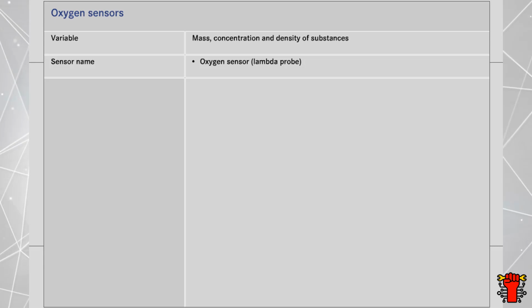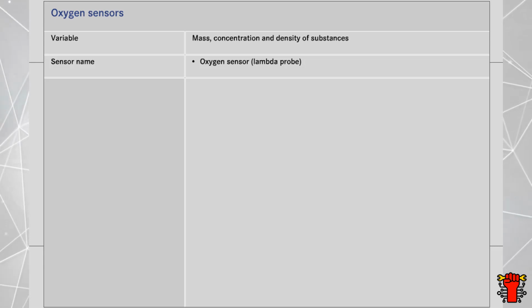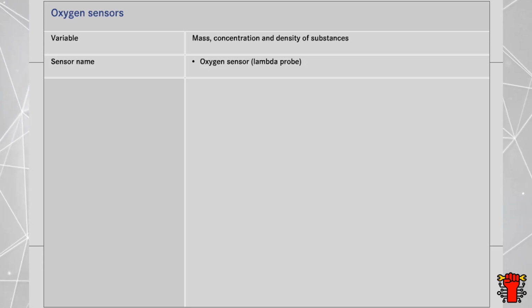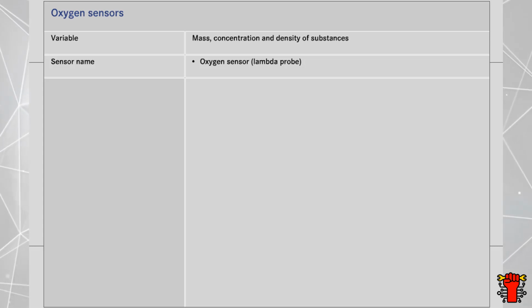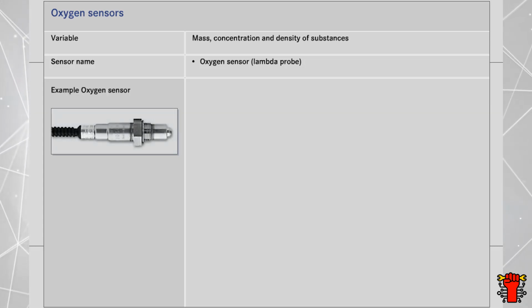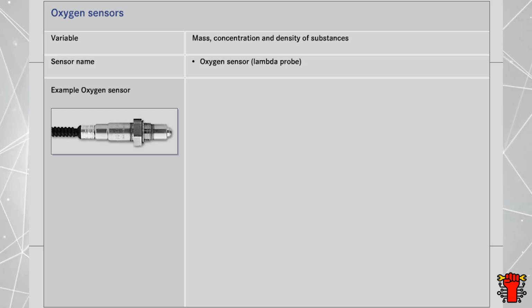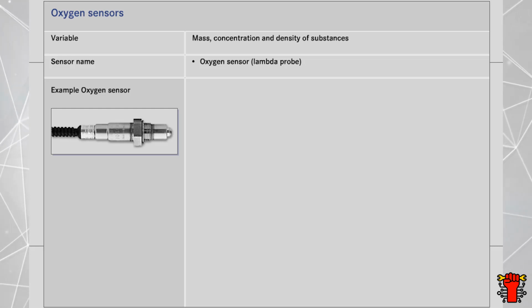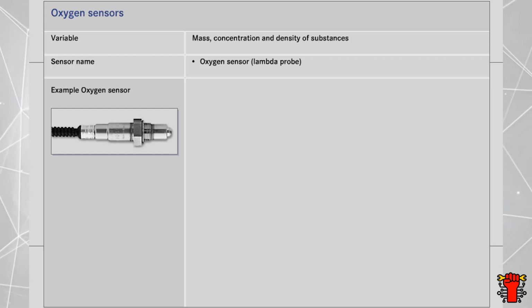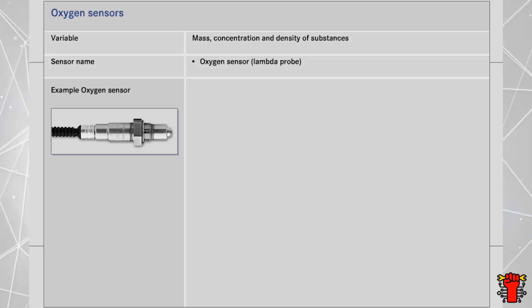Another important variable measured in motor vehicles is the oxygen content in the exhaust gas. This is measured by oxygen sensors. Depending on the exhaust gas concept employed in the vehicle, one or more oxygen sensors will be used. Have a closer look at the simplified basic principle of an oxygen sensor in the following.